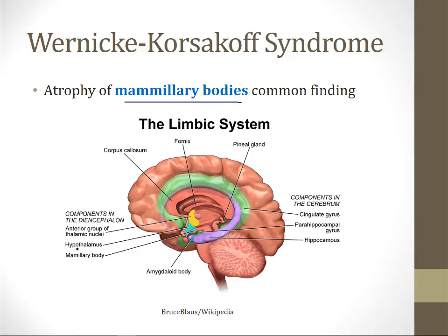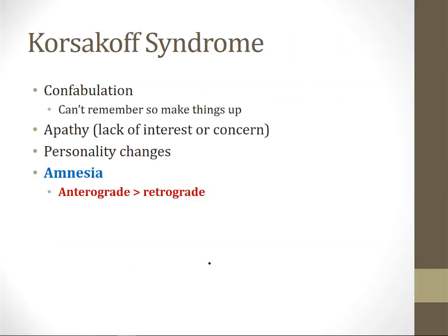The mammillary bodies are shown here in this picture. They are an element of the limbic system. So the way that Wernicke-Korsakoff syndrome usually develops is it's usually in an alcoholic who suffers from thiamine deficiency. That patient will develop a number of episodes of Wernicke encephalopathy that improve after thiamine is replaced.